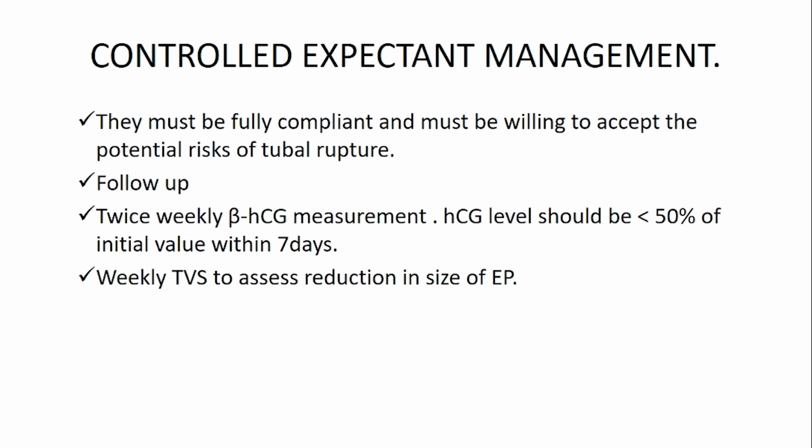As part of follow-up, the patient needs to have a twice-weekly beta hCG measurement, and in the first 7 days of admission, the hCG levels will fall below 50% of the initial value. And then the patient should have a weekly transvaginal ultrasound to assess the reduction in size of the ectopic pregnancy. While on admission, the patient may be discharged home if there is a resolution of the ectopic, or may resort to surgery if there's rupture. That's why the patient should be on admission under your care, so that she can be taken care of in any eventuality.